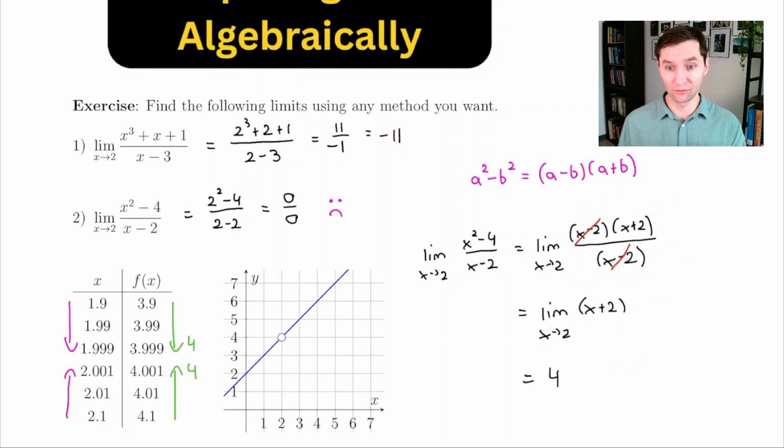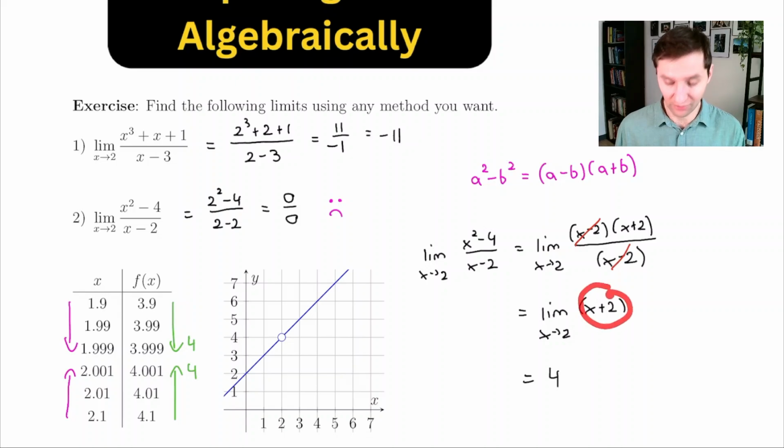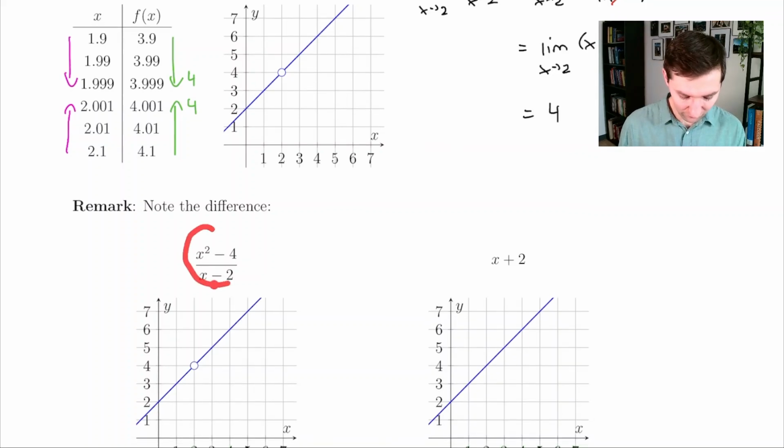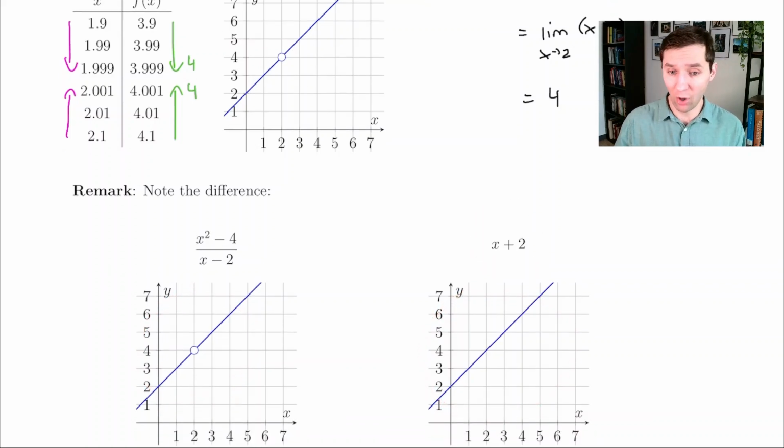Let me first tell you why you are allowed to cancel the factors in the numerator and in the denominator. After all, the function x squared minus 4 divided by x minus 2 is not the same as x plus 2. Take a look below. The function x squared minus 4 divided by x minus 2 is different than the function x plus 2. The two functions look different. In fact, they are the same almost everywhere, but at x equal to 2.